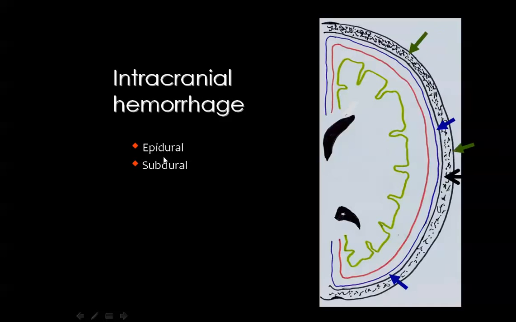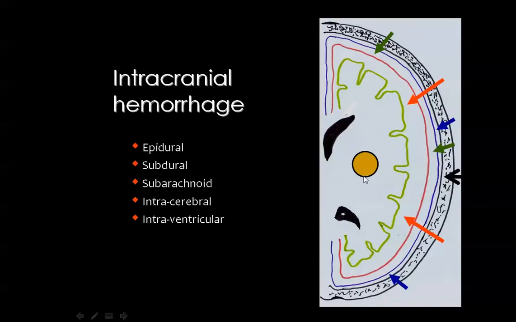And hemorrhage may occur underneath the dura, and this is known as the subdural hemorrhage, or underneath the arachnoid membrane, and at that time hemorrhage will go inside the cortical sulci, and this is known as the subarachnoid hemorrhage. Also, hemorrhage can occur inside the cerebral hemisphere itself or inside the ventricle, and is known as intraventricular hemorrhage.